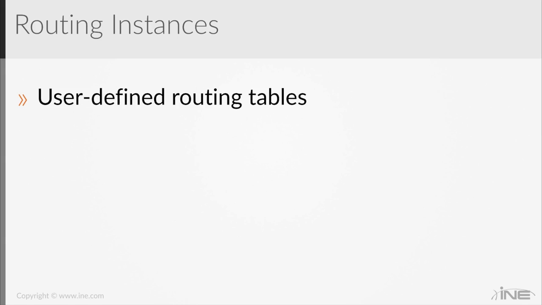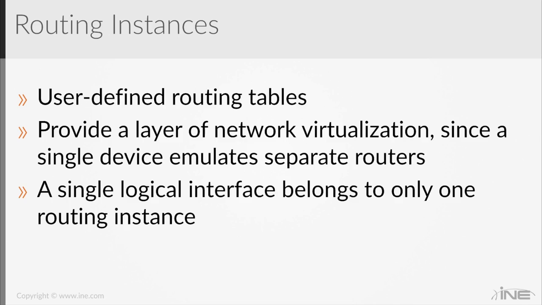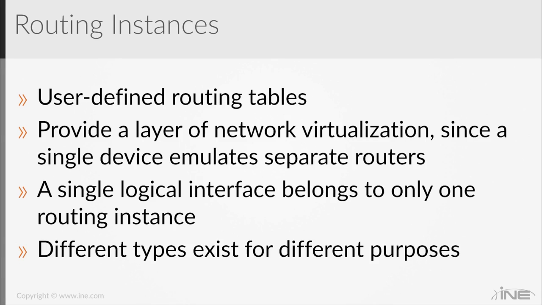Again, they are user-defined routing tables. They provide network virtualization since a single device emulates separate routers. Any single logical interface belongs to only one routing instance. This is important for you to know, as you cannot assign the same logical interface to more than one routing instance, because an interface must belong to a router only. Make sense? And then there are different types of routing instances which exist for different purposes. We're going to learn about one of them, called virtual router, in this series.